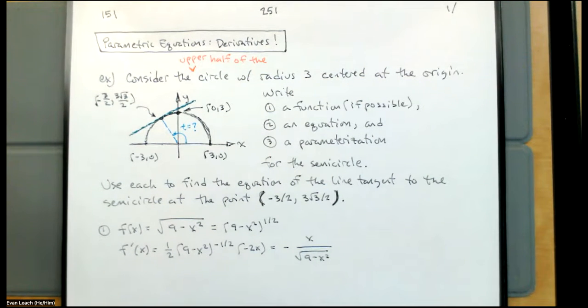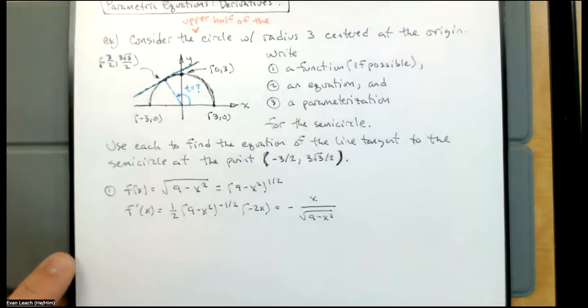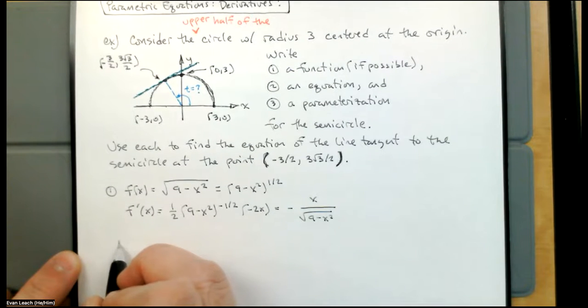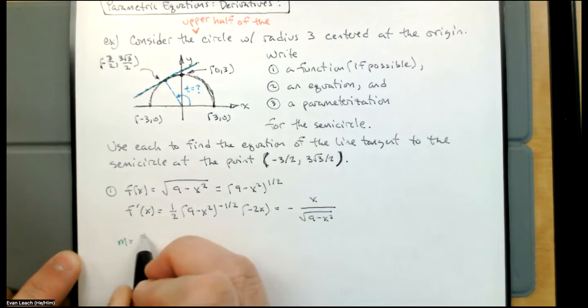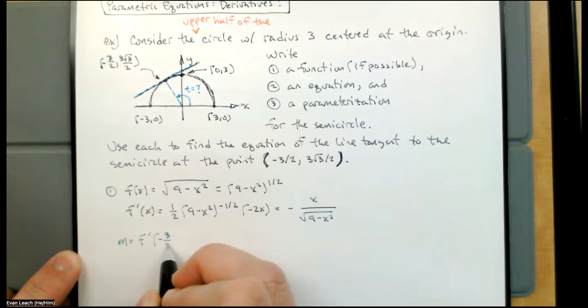Now our f prime of x is purely a function of x. So the only part of the point that we need is the x part of it, the -3/2. So x is the -3/2. So the slope that we want is just f prime evaluated at -3/2.